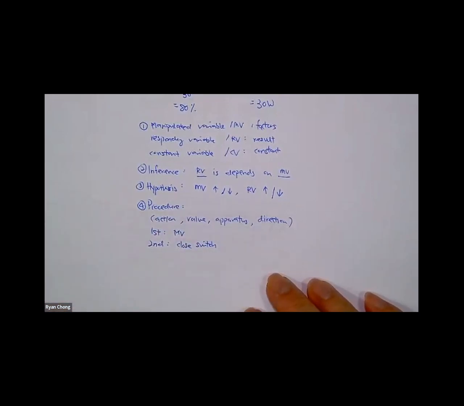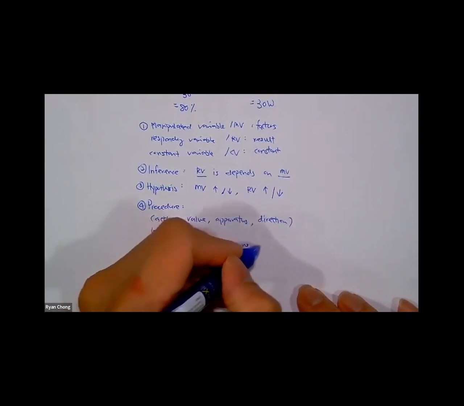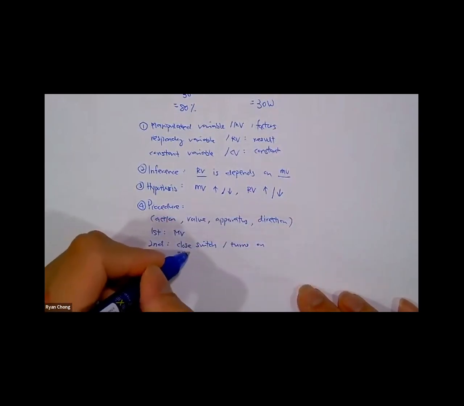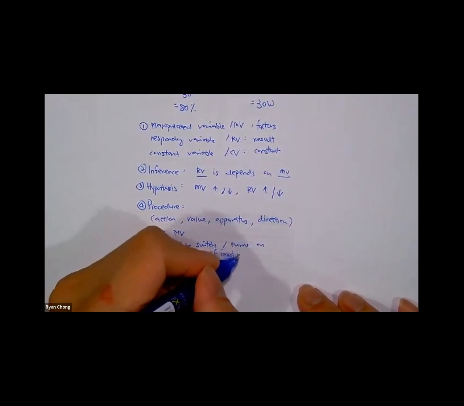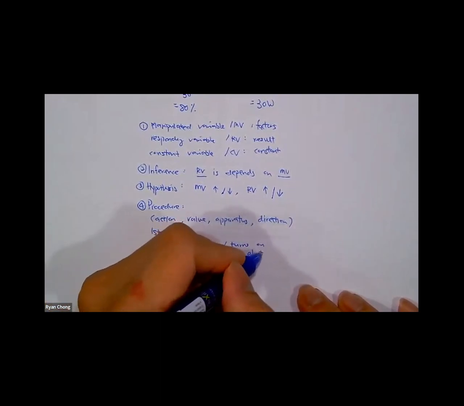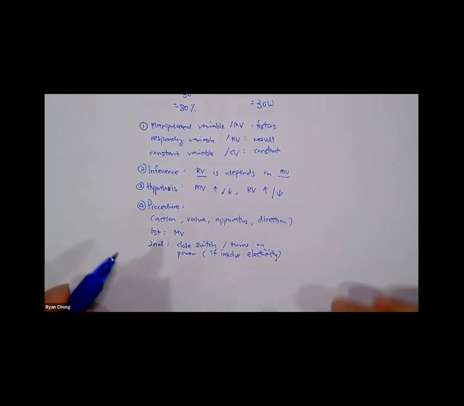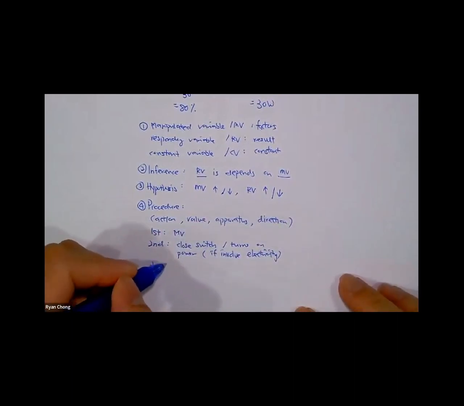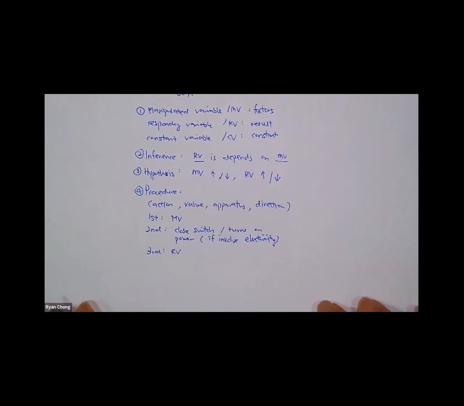Then secondly, if you involve electricity, you must close the switch or turn on the power, depending on whether you use power or switch. If the experiment involves electricity, you must mention this step. If not, you lose all the marks behind. Then the third point will be how you measure your result.